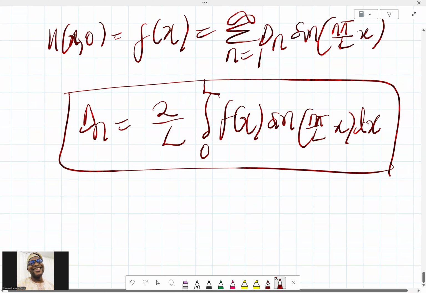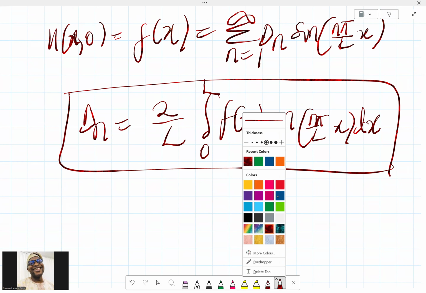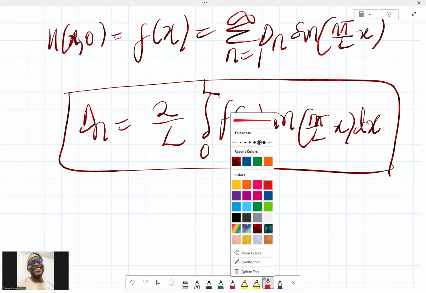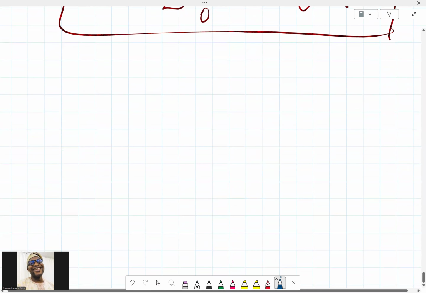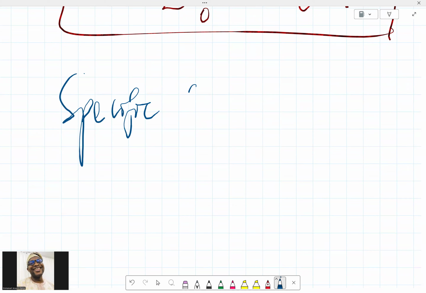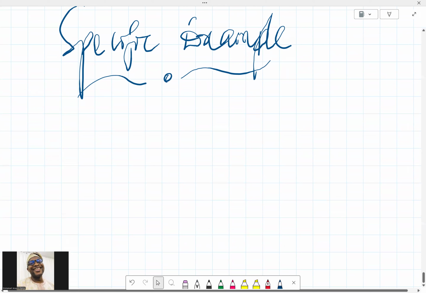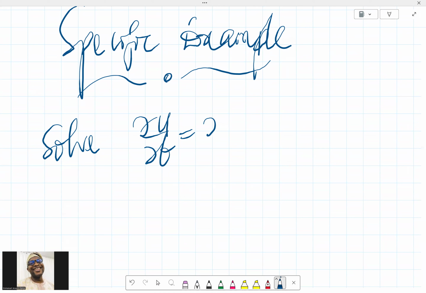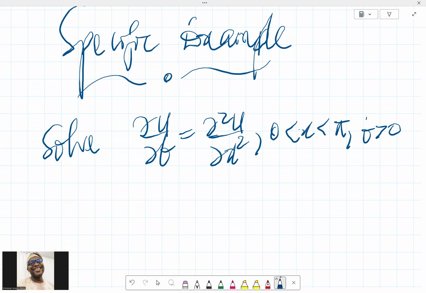Now, can we take a specific situation? So let's take a specific example. We want to solve this heat equation: partial u partial t equals d squared u dx squared for 0 less than x less than pi. So x lies within that, and t is greater than 0.